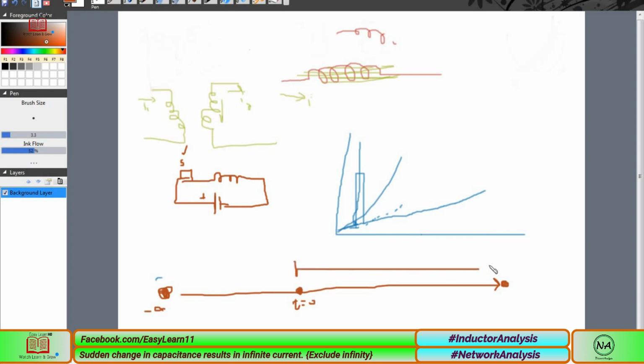So there are two time frames. This one is called prior to switching, and this is called after switching. The after-switching time period is very important. We are interested in this time period, not the other, because that one is actually given; we can't calculate it. This period is called minus infinity to 0, and this one is 0 to present time.